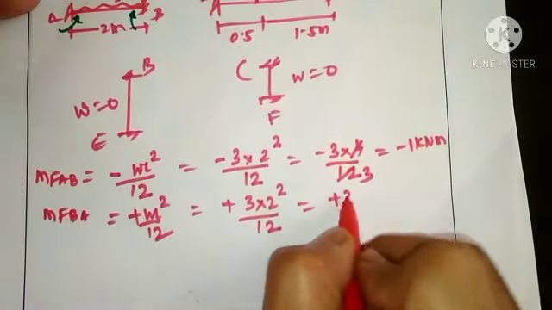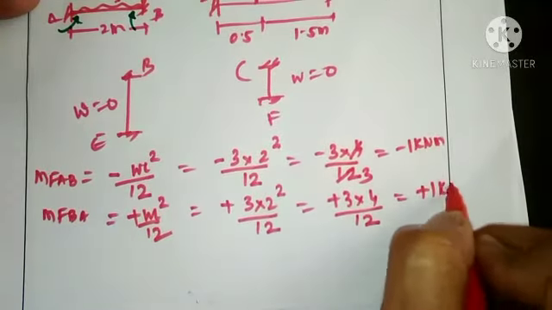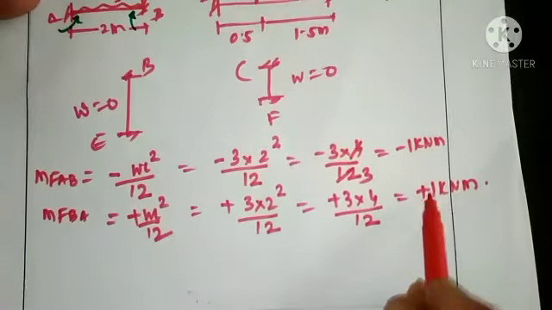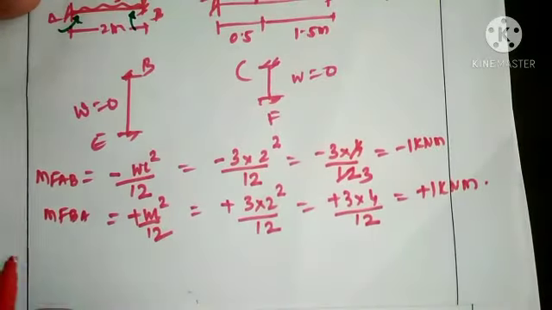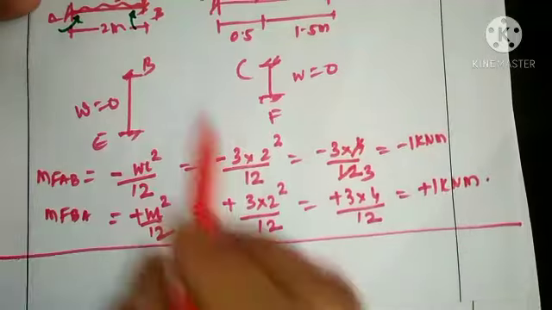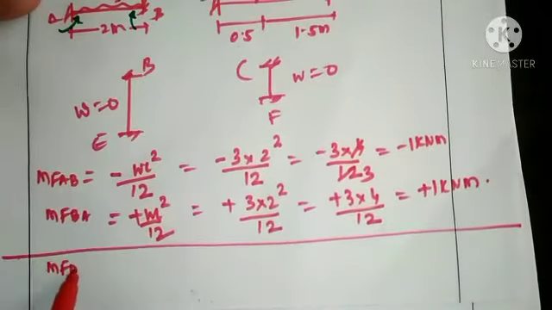So plus 3 into 4 divided by 12, which will be plus 1 kilonewton meter. The reason for calling this plus is because it is in the clockwise direction. So these are nothing but the fixed end moments from point A to B and B to A. Next we are going to calculate for BC.